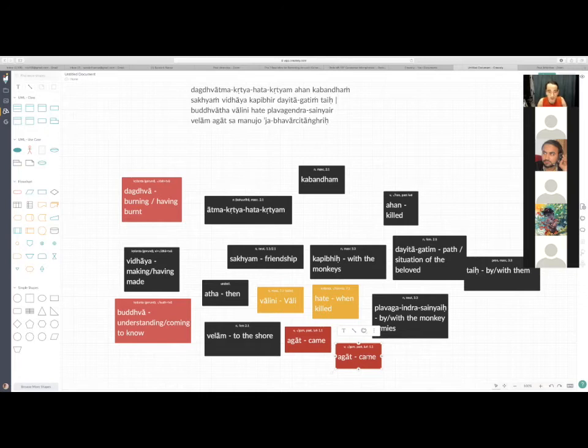Okay, so plugin sa velam agat samanujo. Okay, sa. Saha.